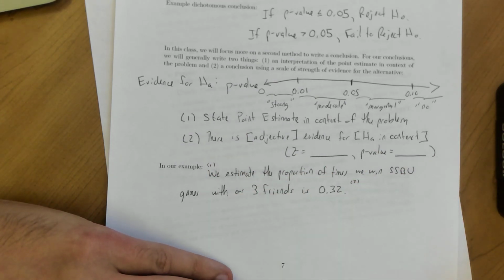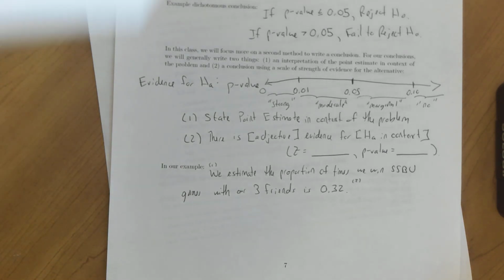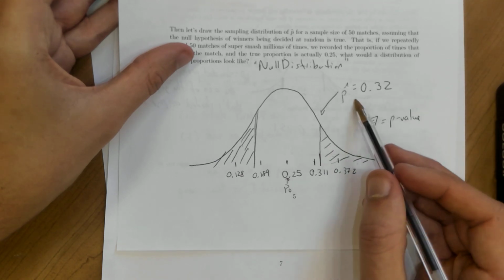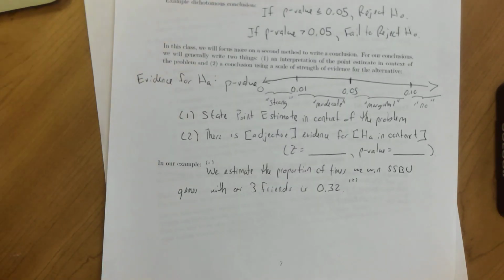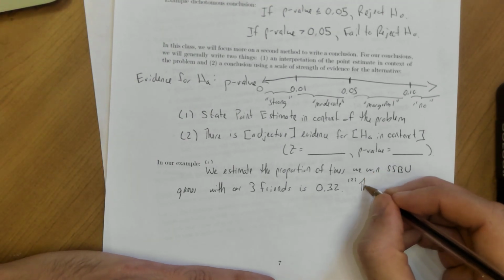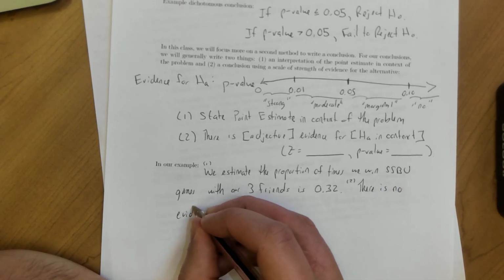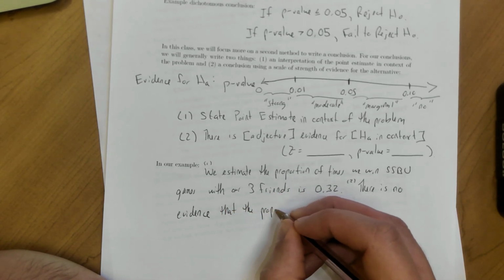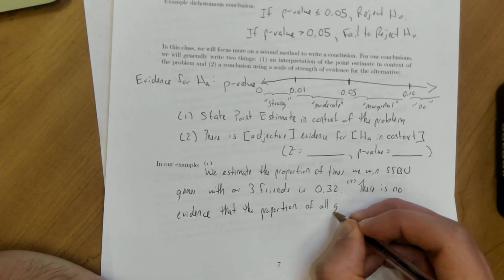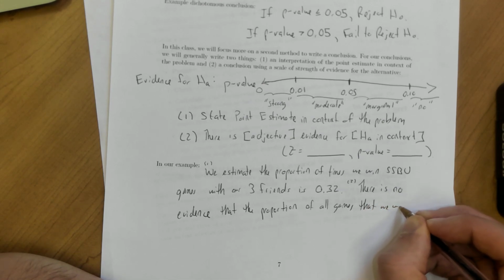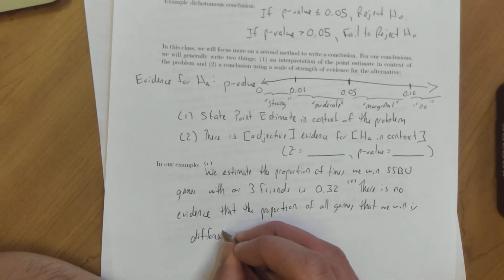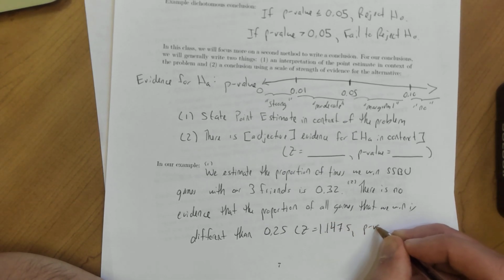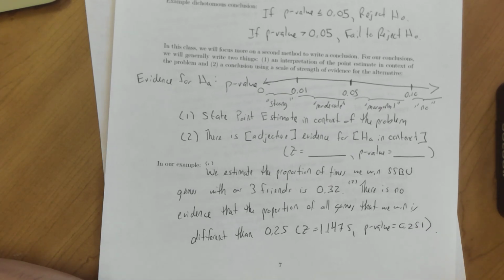Part 2 is how much evidence we have for the alternative. Our p-value is larger than 0.1, so it's 0.25 was the shaded area. So our sample proportion is fairly consistent with the null hypothesis, so we're going to find no evidence for the alternative. So there's no evidence. And then we state what the alternative is in context of the problem. So there's no evidence that the proportion of all games that we win is different than 0.25. We plop in our z-value that we calculated, we plop in our p-value that we calculated, and we're done.